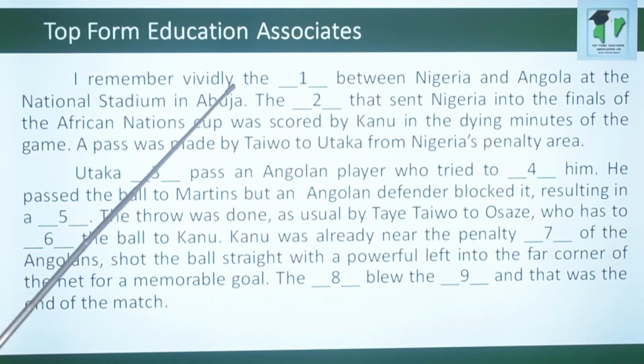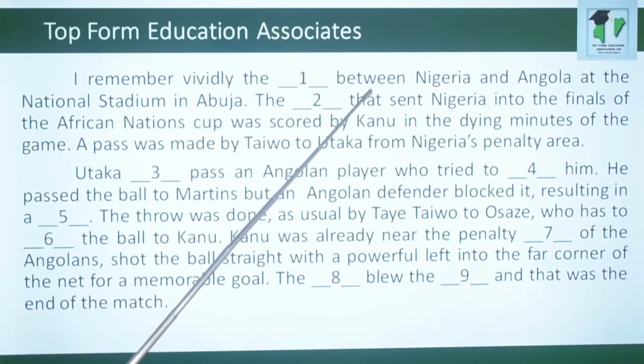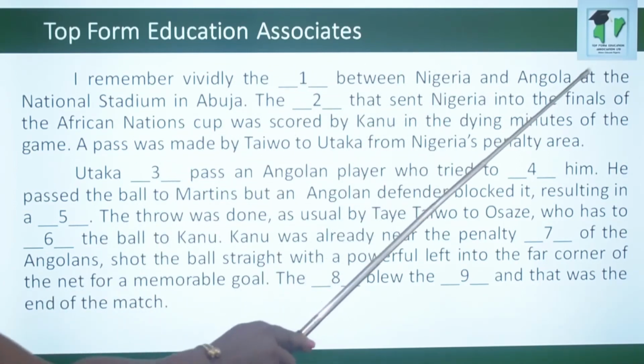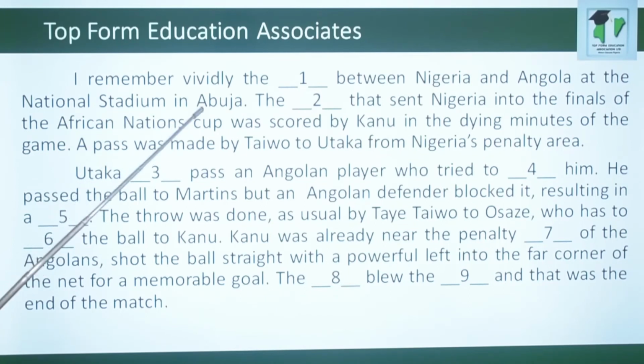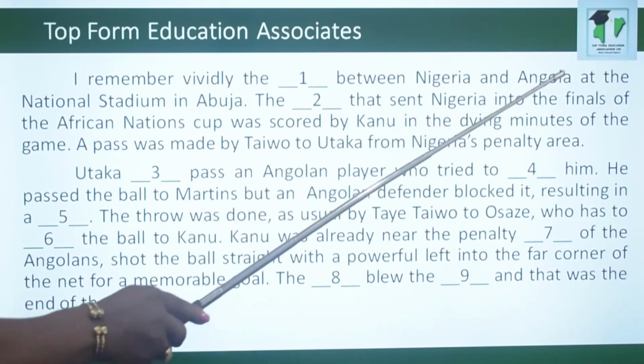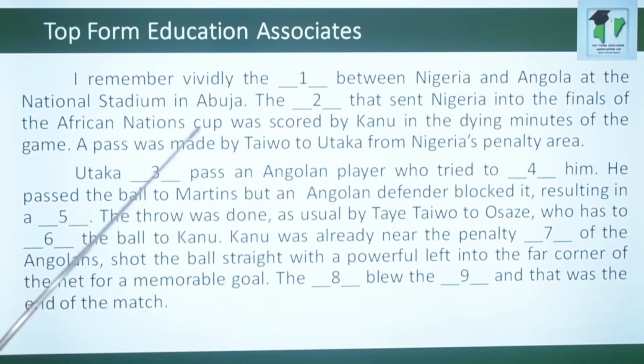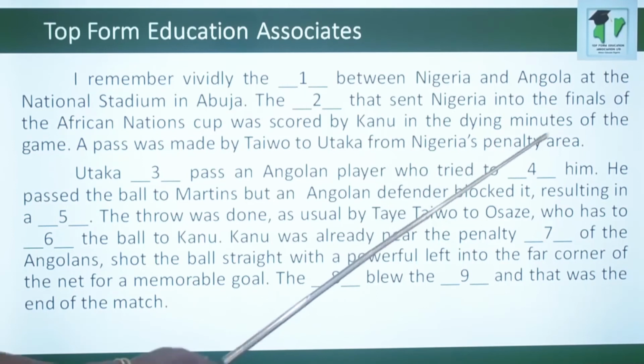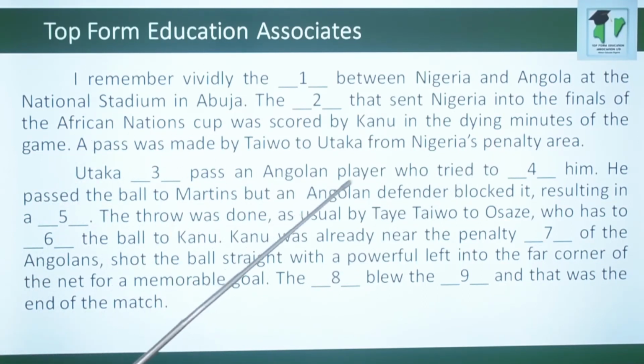I remember vividly the dash between Nigeria and Angola at the National Stadium in Abuja. The dash that sent Nigeria into the finals of the African Nations Cup was scored by Kano in the dying minutes of the game. A pass was made by Taiwo to Otaka from Nigeria's penalty area. Otaka dashed past an Angolan player who tried to dash him.